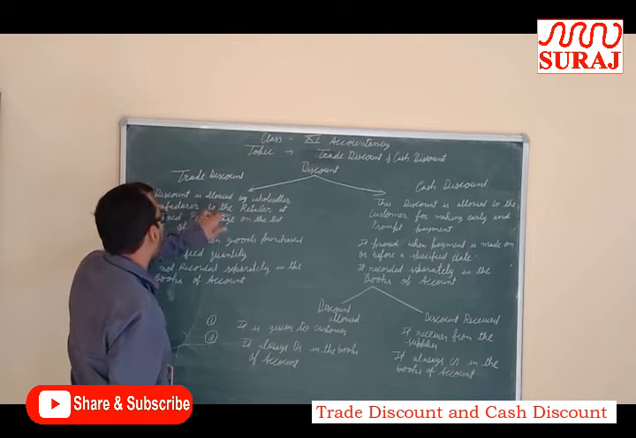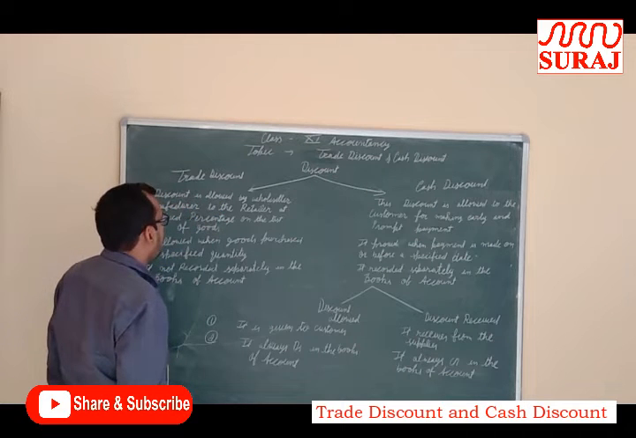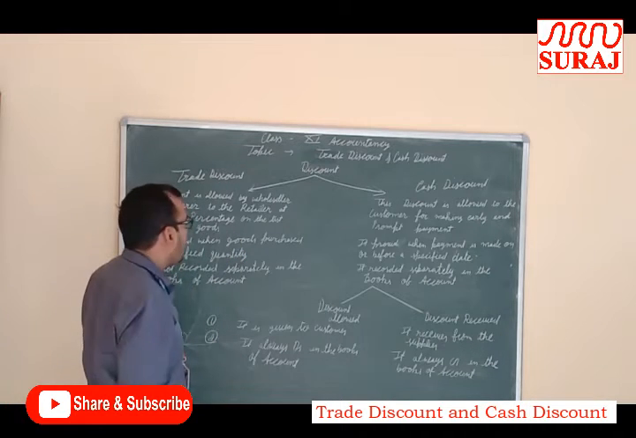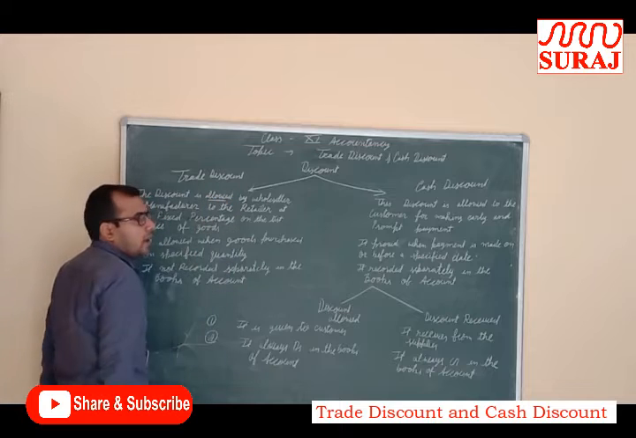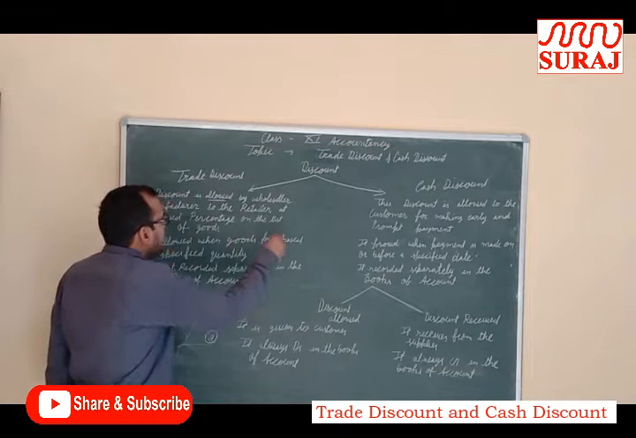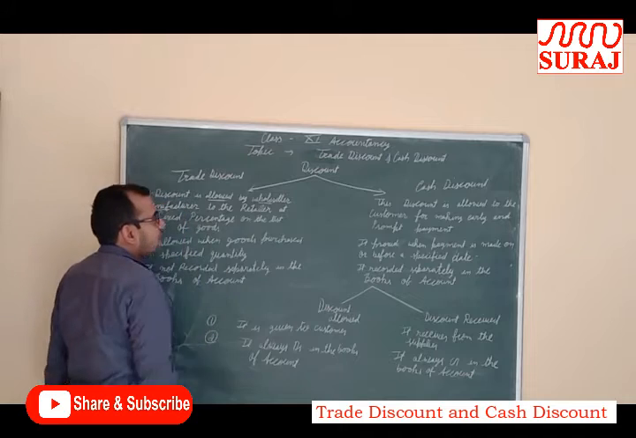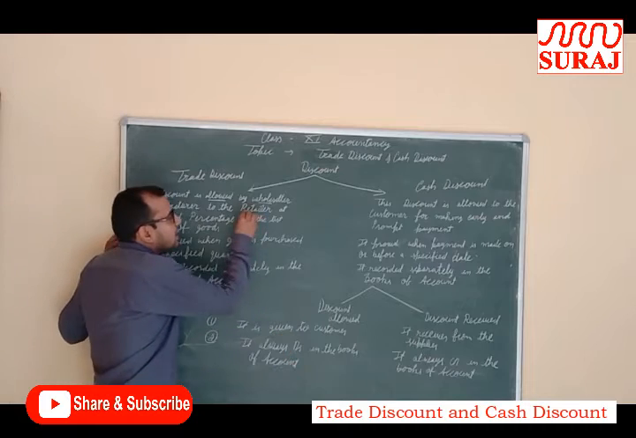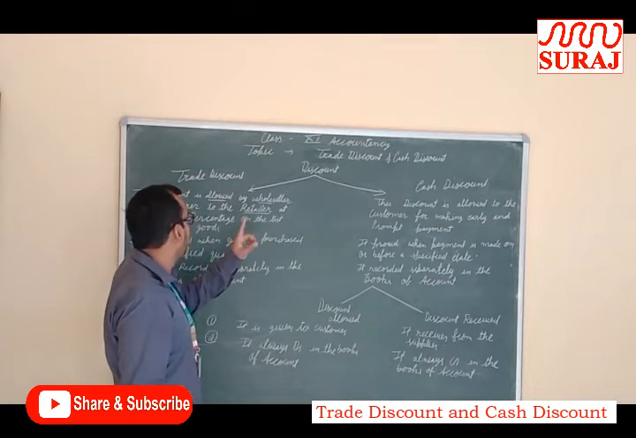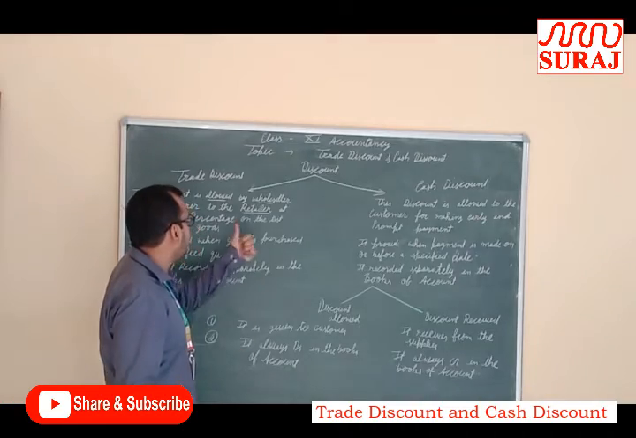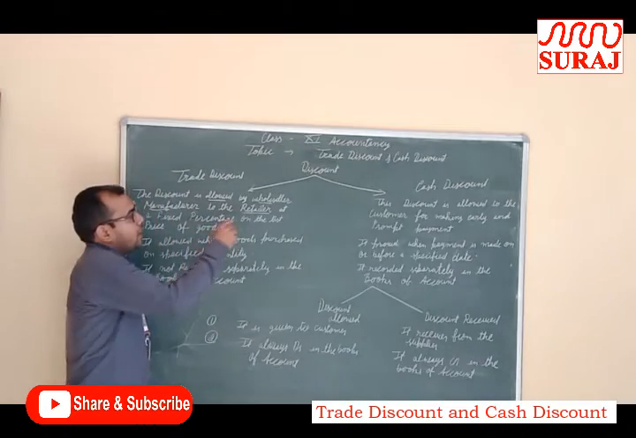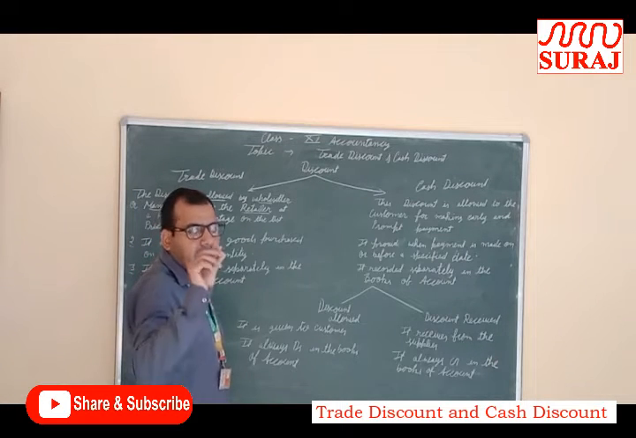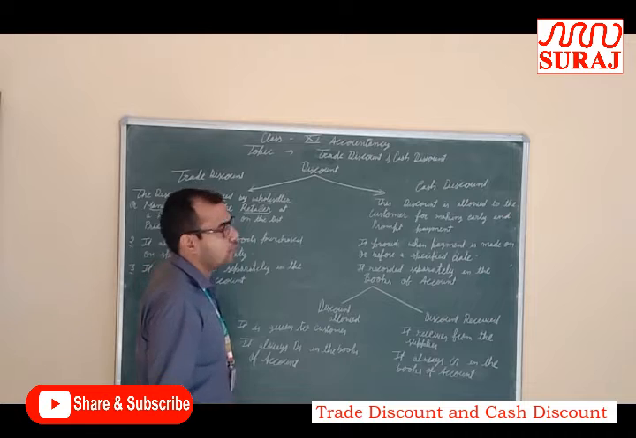Trade discount. Discount is allowed by the wholesaler or manufacturer to the retailer at a fixed percent on the list price of the goods. The manufacturer or wholesaler gives the discount to the retailer. To whom is the discount given? The retailer, at a fixed percent on the list price. List means written on the goods. If a wholesaler or manufacturer charges less than the list price of the goods, that is the trade discount.